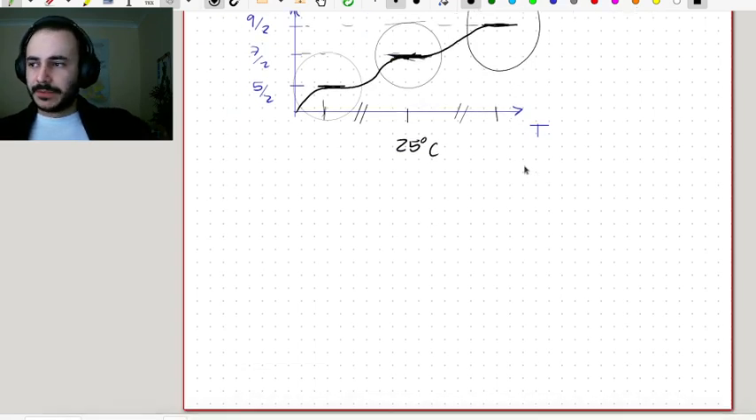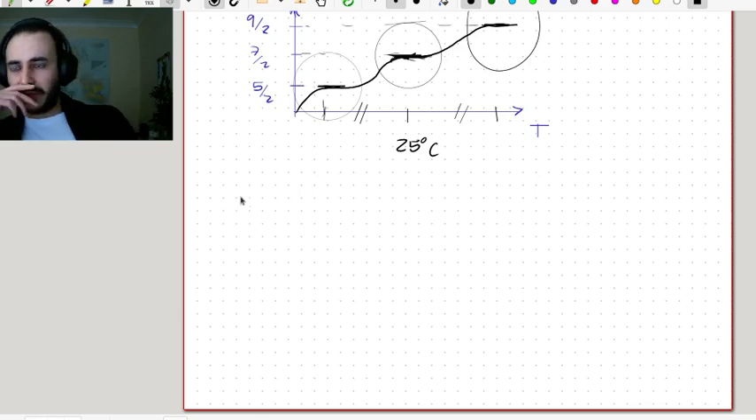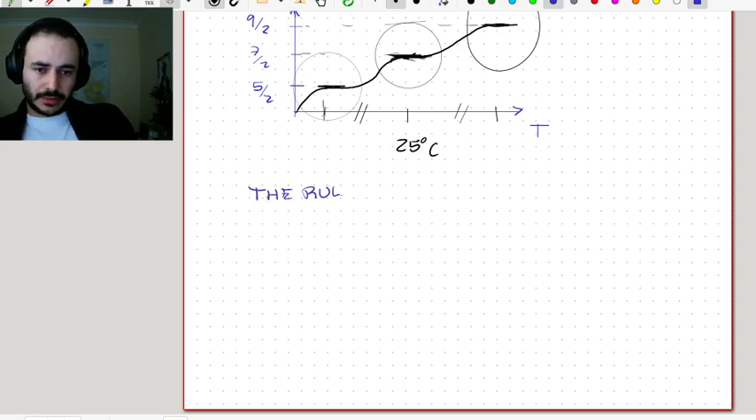Now, the final thing for this video, before we go to the Maxwell-Boltzmann distribution, would be the rule of Dulong and Petit. And this is not for gases, but for solids. Okay, so let me just write it here. The rule of Dulong and Petit.